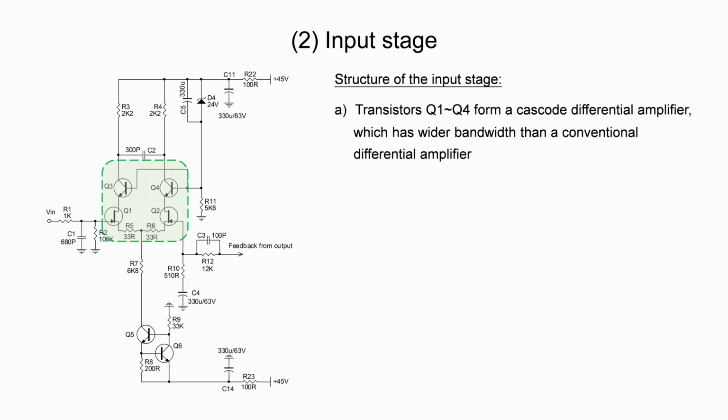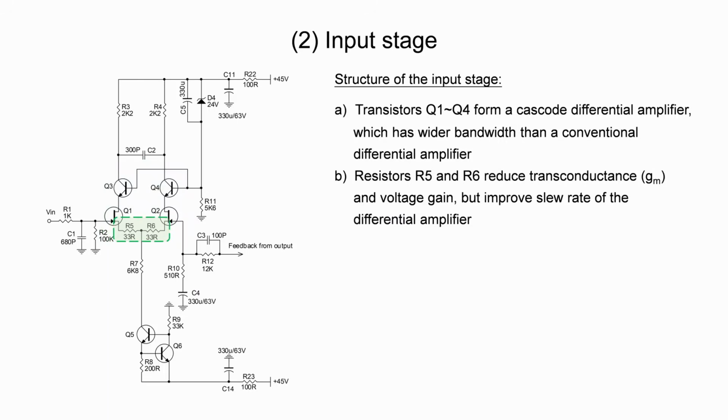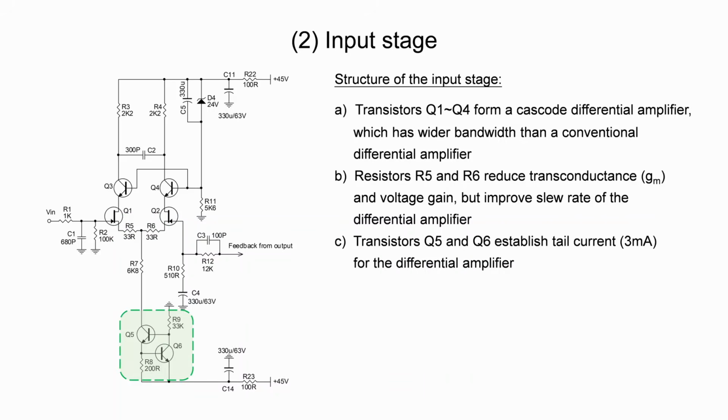If we look at the input stage closely, we can see that transistors Q1 to Q4 form the cascode differential amplifier. It has wider bandwidth than a conventional differential amplifier. Resistors R5 and R6 reduce transconductance, and as a result, voltage gain is reduced. However, it improves slew rate of the differential amplifier. The higher the slew rate, the better the power amplifier can handle large transient signals. Transistors Q5 and Q6 establish a tail current, roughly 3 mA, for the differential amplifier.